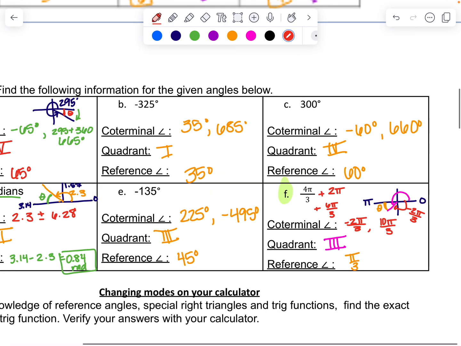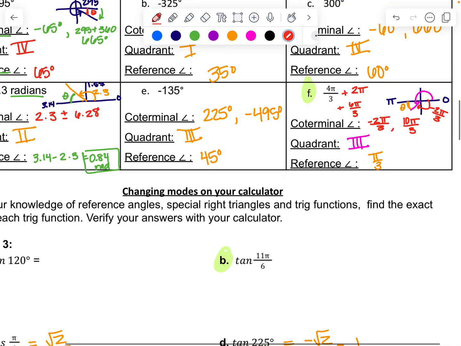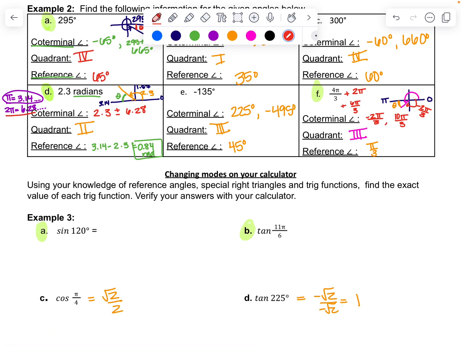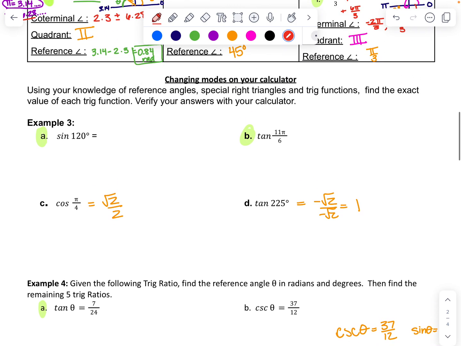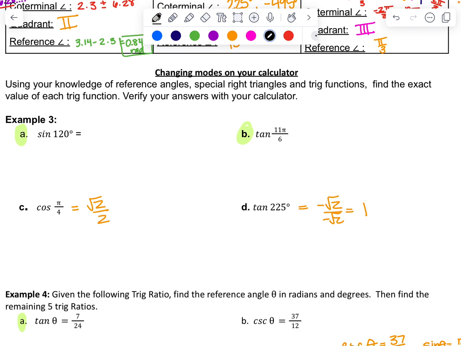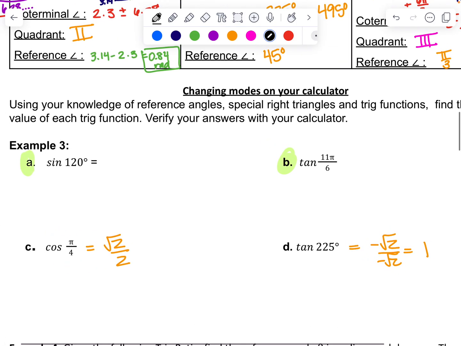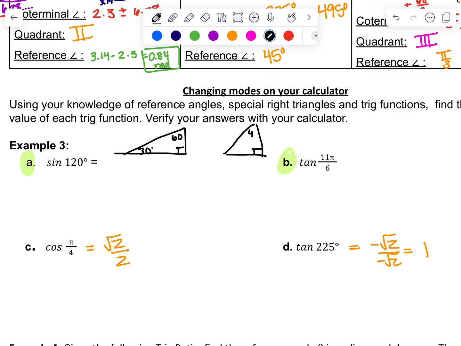All right, so we are going to look at how we can also use our calculator to determine these things, okay? But I would like for you to use what you know about your special right triangles to solve and find these angles. So a couple things we need to remember. We've got two types of special right triangles. We've got a 30, 60, 90, and a 45, 45, 90. These have special side relationships.